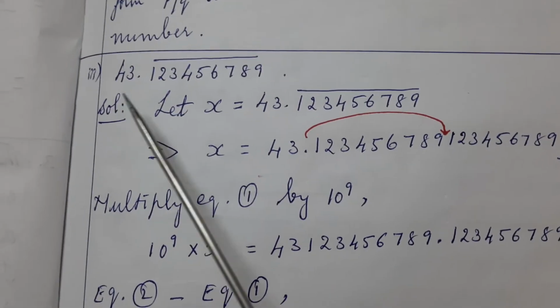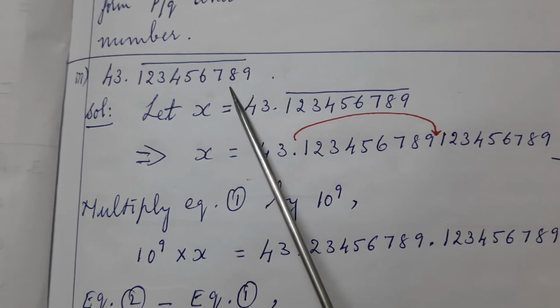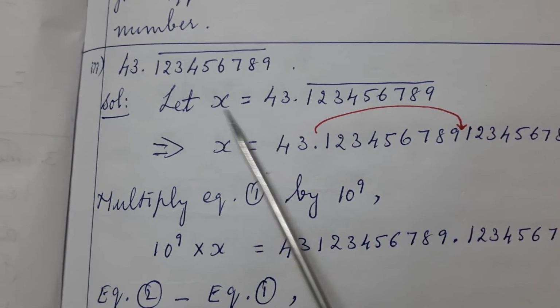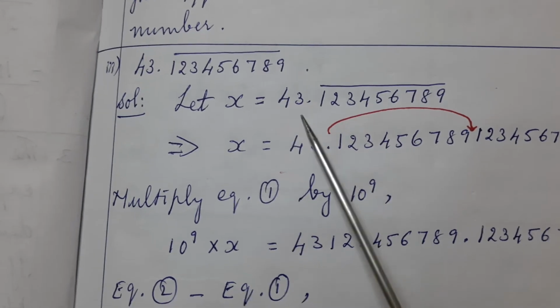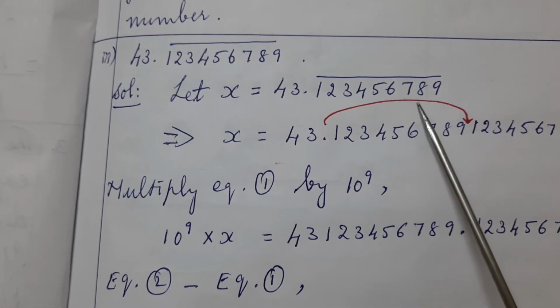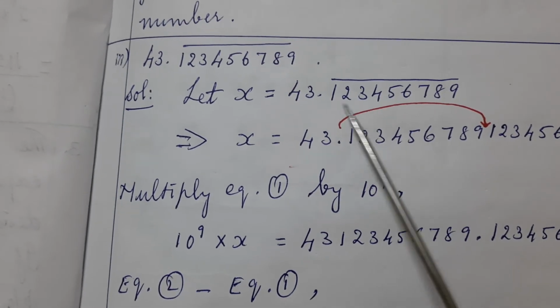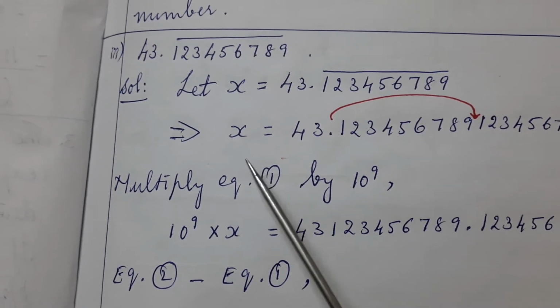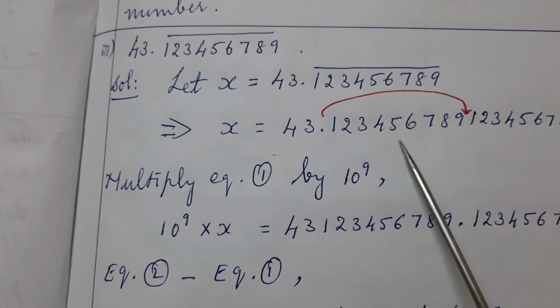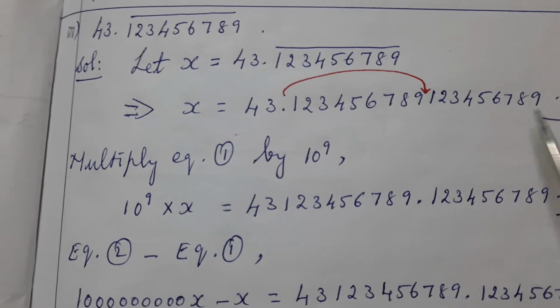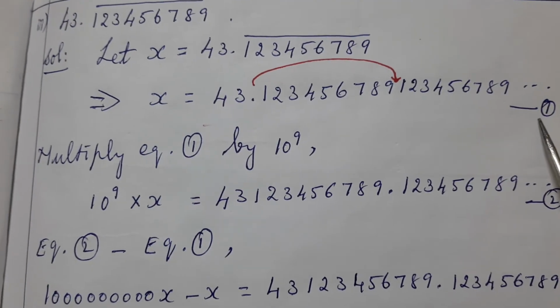The next question is 43.123456789 bar. So we are assuming this to be x. What does this mean? This means that these numbers are repeating again. So x is equal to 43.123456789123456789. Take this as the first equation. This we have learned in 9th standard.